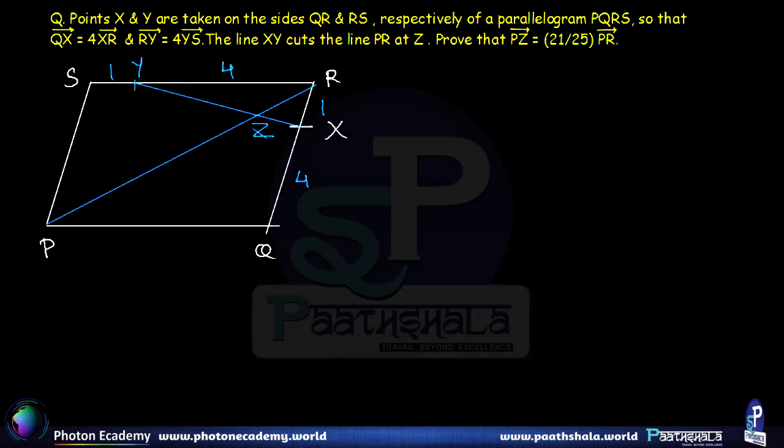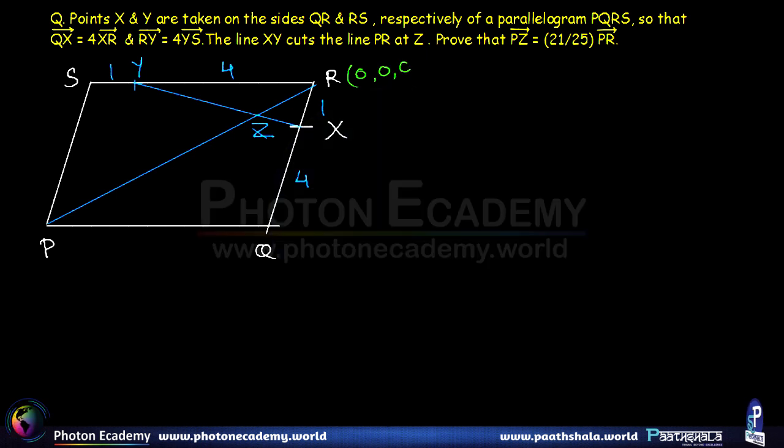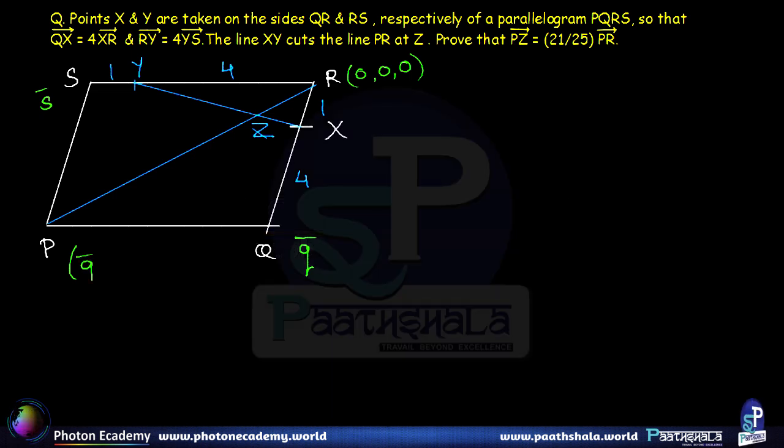Now we have to prove that PZ upon PR is equal to 21 upon 25. So let's assume coordinates of R. Say that R is situated at the origin. So the position vector of Q will be Q bar and position vector of S will be S bar. So by parallelogram law, the position vector of point P is Q bar plus S bar.